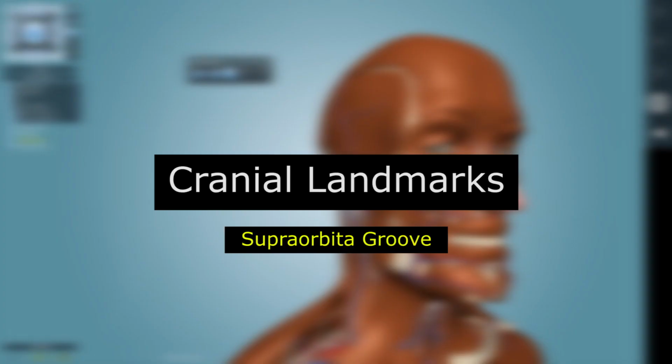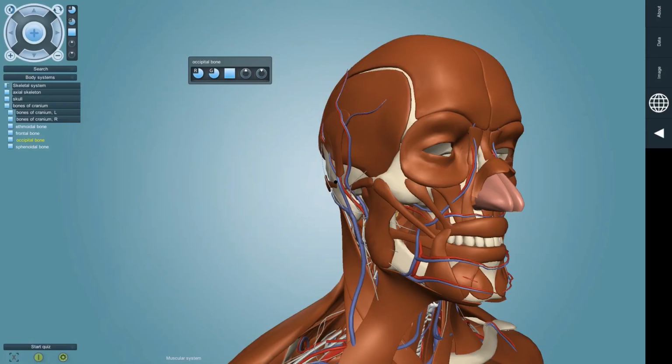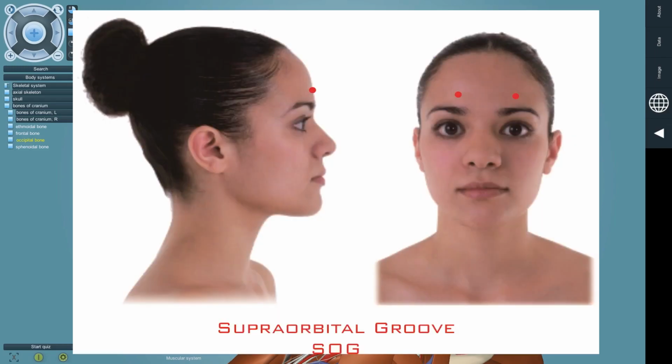Supraorbital groove. Slightly above this ridge is a slight groove or depression, termed the supraorbital groove or SOG. The SOG is important because it corresponds to the highest level of the facial bone mass, which is also the level of the floor of the anterior fossa of the cranial vault.